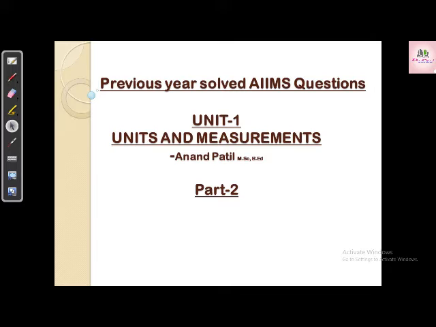This is the second part of previous year solved All India Institute of Medical Science questions of the chapter Units and Measurements.